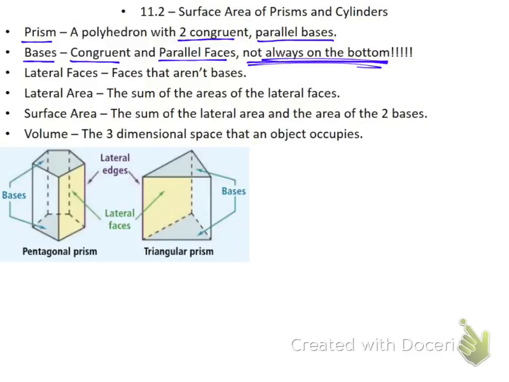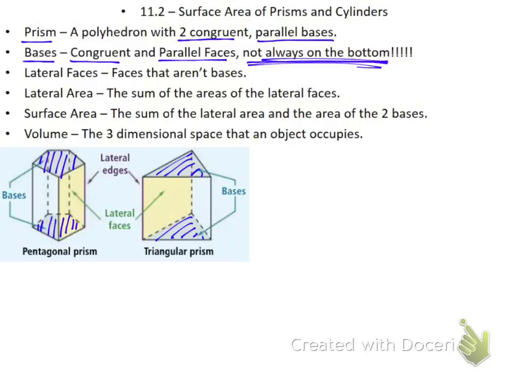If I have a shape that is not all made of rectangles, it's not a box, then the bases will be the two that are different. Like with the two shapes that we have here, I've got a pentagon. So the top and the bottom in this case are going to be my bases. All the other sides are rectangles, so the two congruent and parallel bases are my pentagons. For this shape right here, the two triangles are going to be my bases.